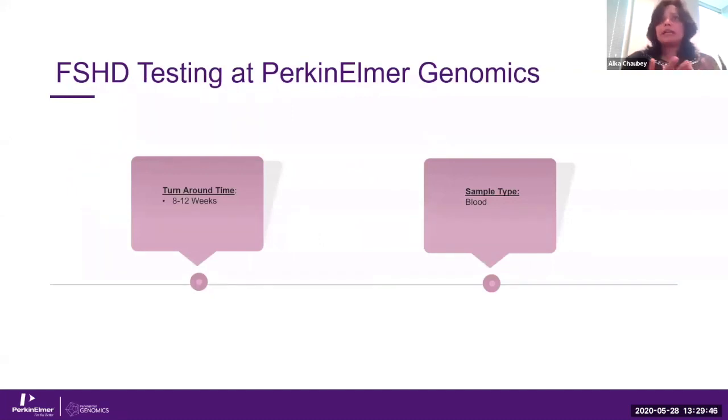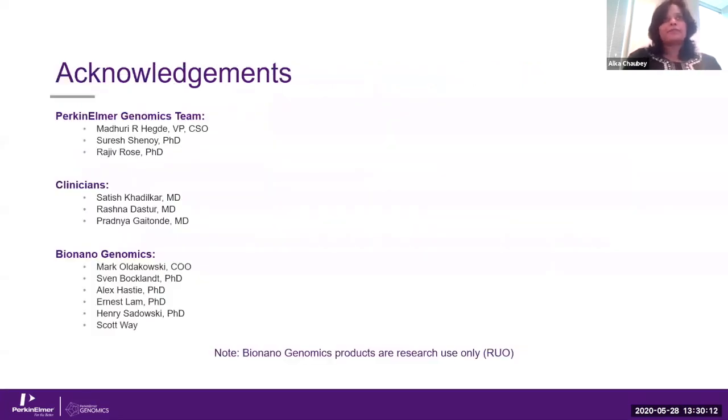So how much time does it take, and what is the right sample type? This is a blood test. We want peripheral blood, 3 to 5 ml of blood. And the turnaround time is 8 to 12 weeks right now. And this could be because there could be tiered testing, but we attempt to release these reports as soon as the data is available. But this is what we have right now.